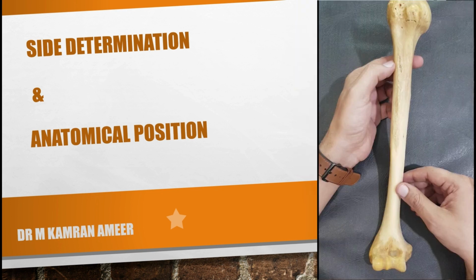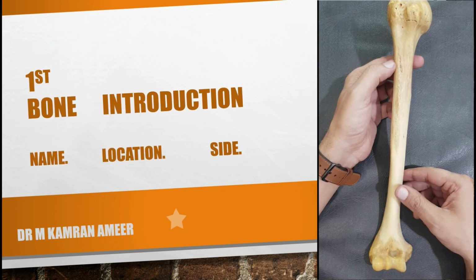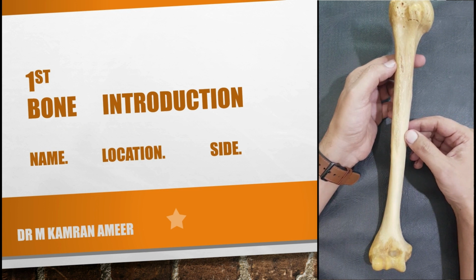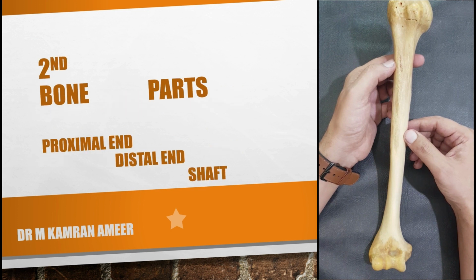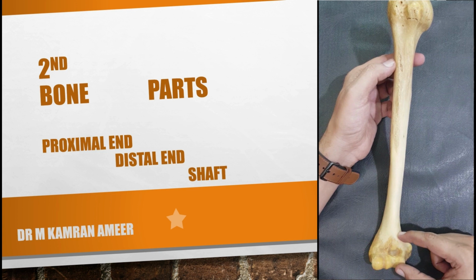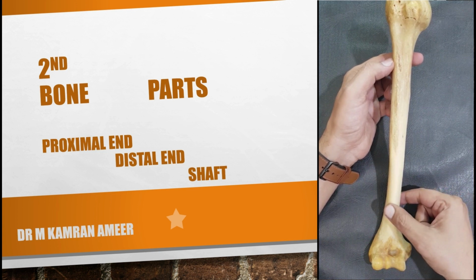below. First, you will introduce the bone. You will say this is humerus, this is a long bone, this is the bone of the arm, and this bone belongs to the right side. Then come the parts. In the parts, you will say that this is the upper end of the humerus, then this is the lower end of the humerus, and this is the shaft of the humerus.